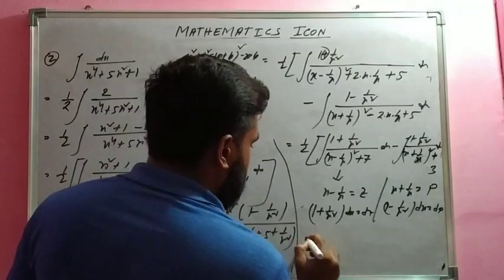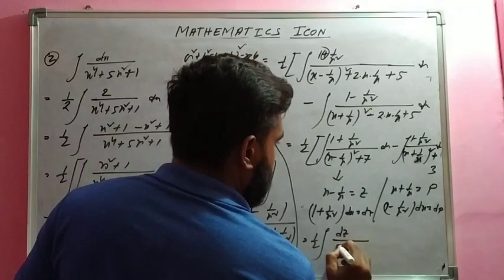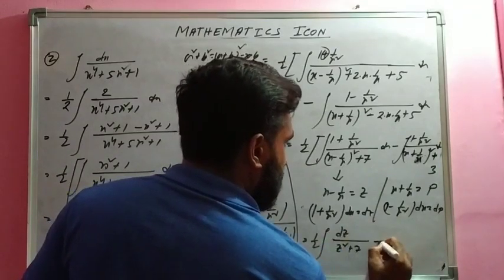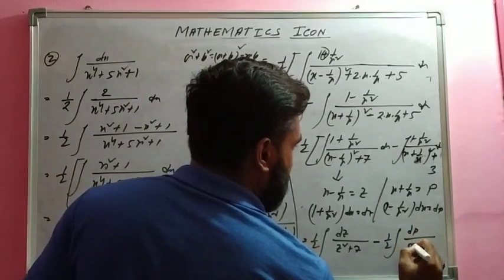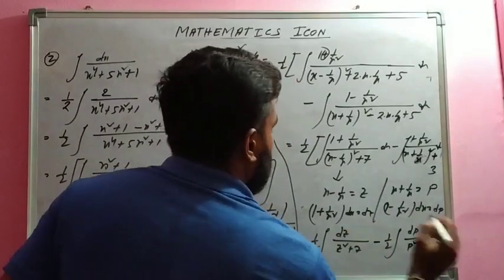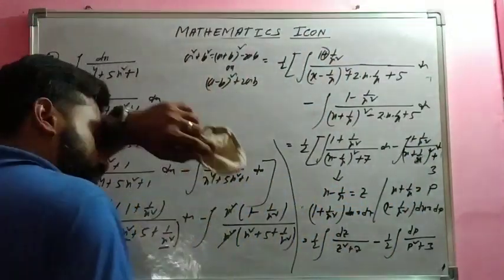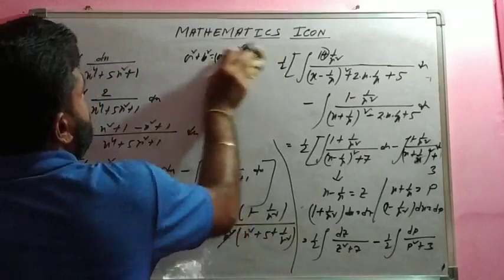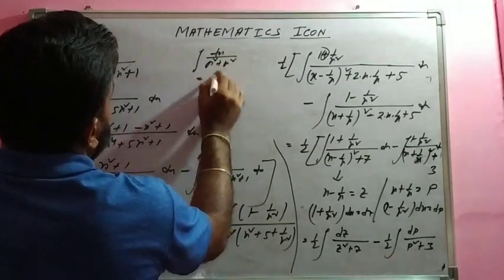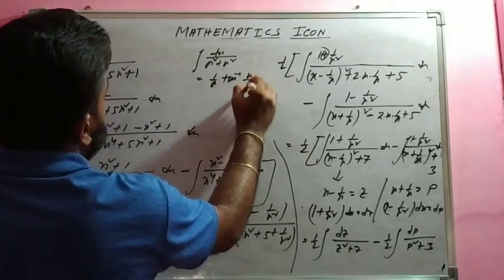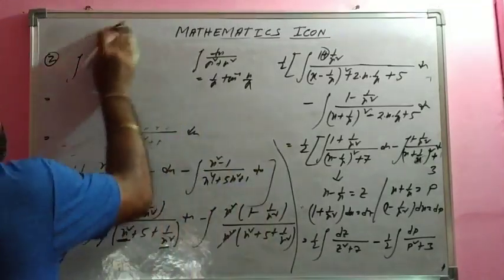So that means the integration becomes dz by z square plus 7, and here minus half dp by p square plus 3. Okay, these two different integrations are there. Now you can use the formula. Which formula do we have to use? dx by a square plus x square is 1 by a tan inverse x by a. Just use this formula, okay?